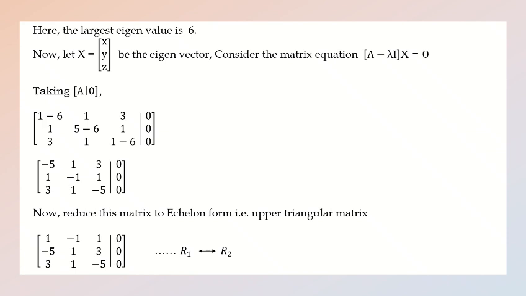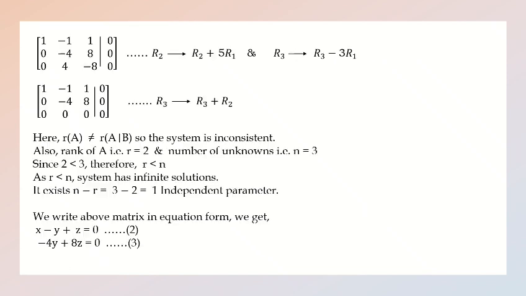Now reduce this matrix to echelon form, that is upper triangular matrix. Here we interchange R1 and R2, we get this matrix. Now performing the operations R2 plus 5R1 and R3 minus 3R1, we get this matrix. Now adding R3 and R2, we get the matrix in echelon form.